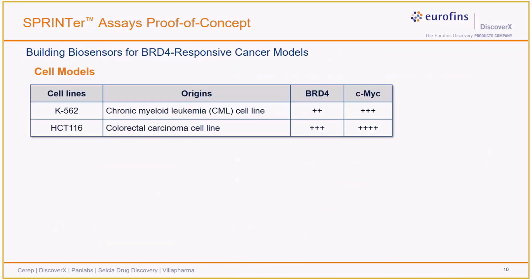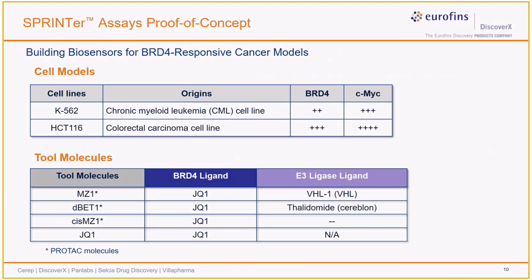As the first attempt, we chose two cancer cell lines that have relatively high levels of BRD4 and c-MYC expression. K562 is a blood cancer cell line, and HCT116 is a colon cancer cell line. We use a panel of molecules to validate our BRD4 and c-MYC biosensors.